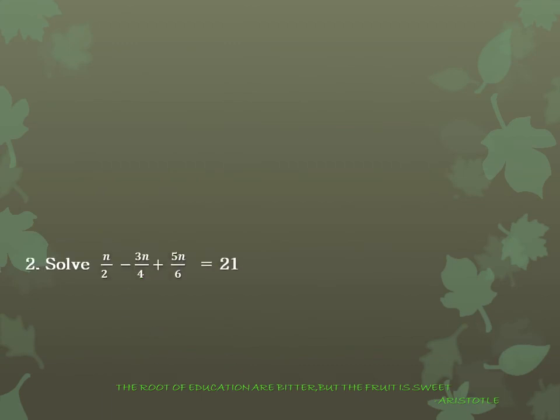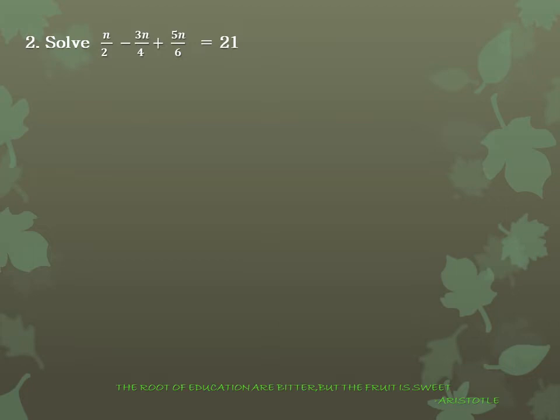Okay, second question. Solve n by 2 minus 3n by 4 plus 5n by 6 is equal to 21. Here LHS is having some denominators but RHS is a whole number. In this case also we have to do the same manner. What is the LCM of 2, 4 and 6? It is 12. You have to multiply each term by 12. Each term of LHS and each term of RHS is to be multiplied by 12.